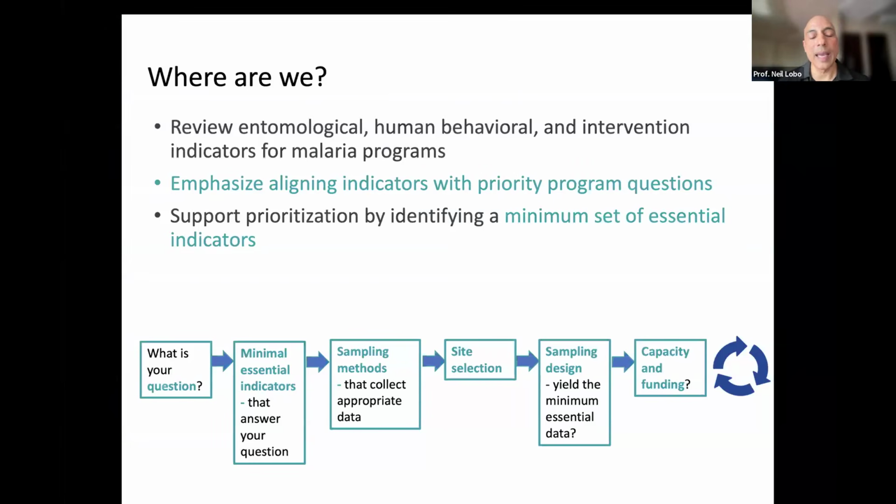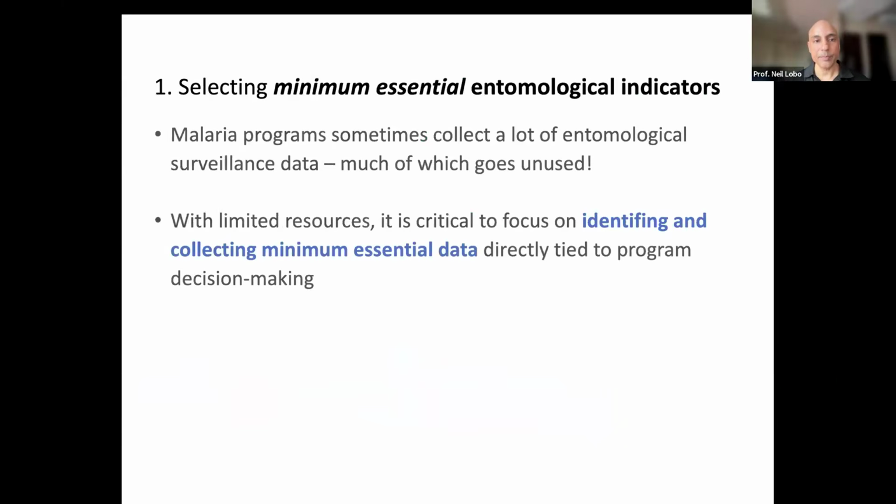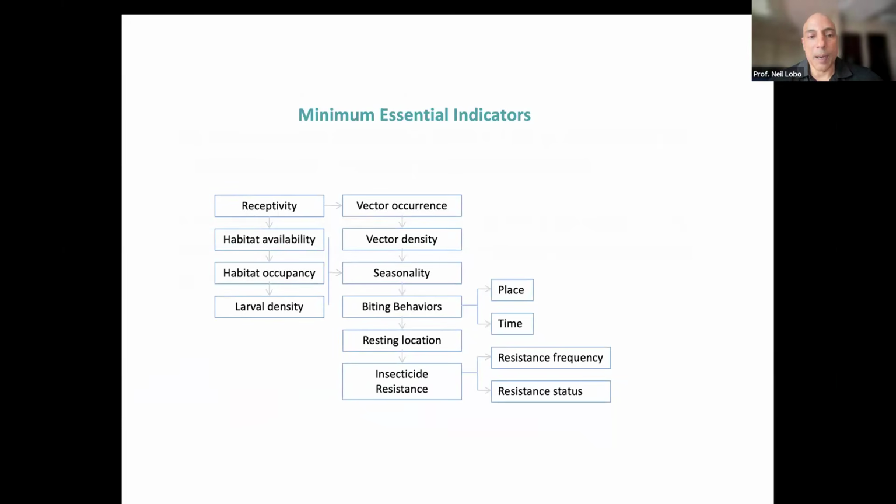And it's really important to align your indicators with your question. What are the indicators that answer your question? And we'll go through examples later on, right? And we'll support prioritization. We'll try to figure out how to identify the minimal set of essential indicators. And we are here right now in the second step. So again, as I mentioned earlier, malaria programs collect a lot of data, a lot of which goes unused. So how do we focus in on the data that is vital to answering our question, vital to program decision making, right? Here's an example now.